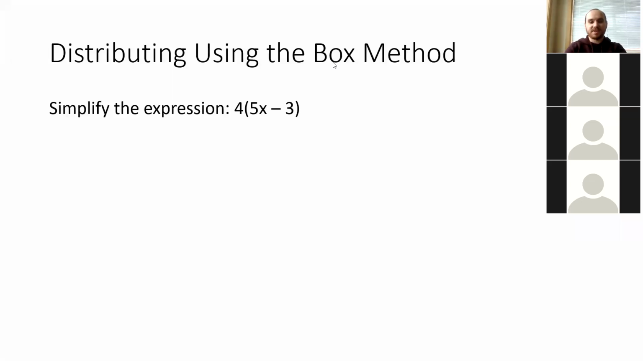We want to simplify this expression. It's 4 times 5x minus 3. So what we're going to do is use the box method. I think this is how you guys learned how to do multiplication. What is the number that's directly outside the parentheses here?